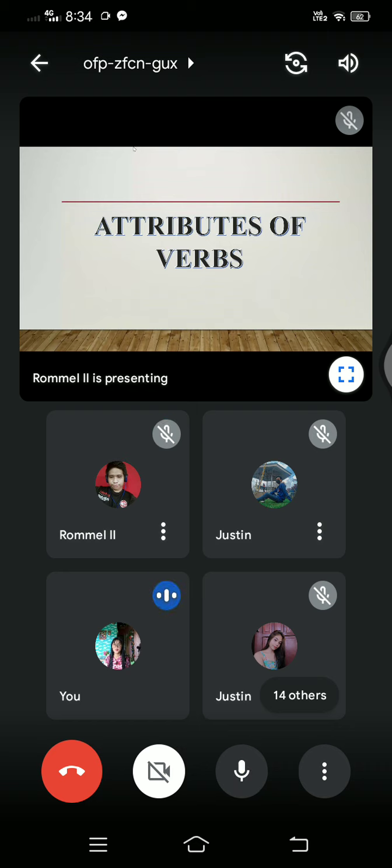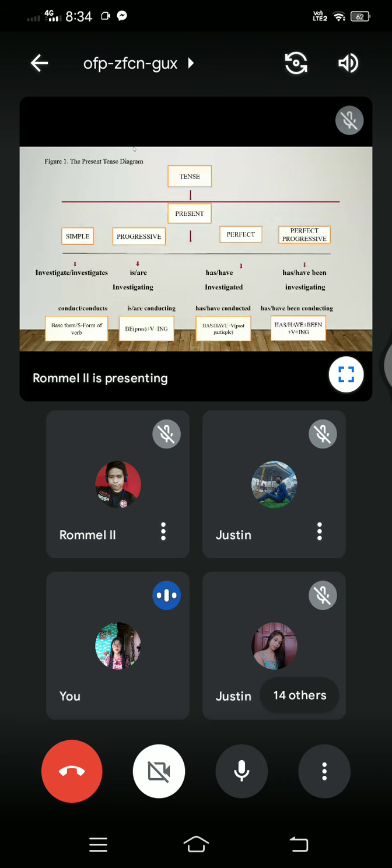Attributes of verbs. So, next slide please. Tense. At the top of the table is the tense, and under tense is the present. There are four types or branches of tense: simple, progressive, perfect, perfect progressive.